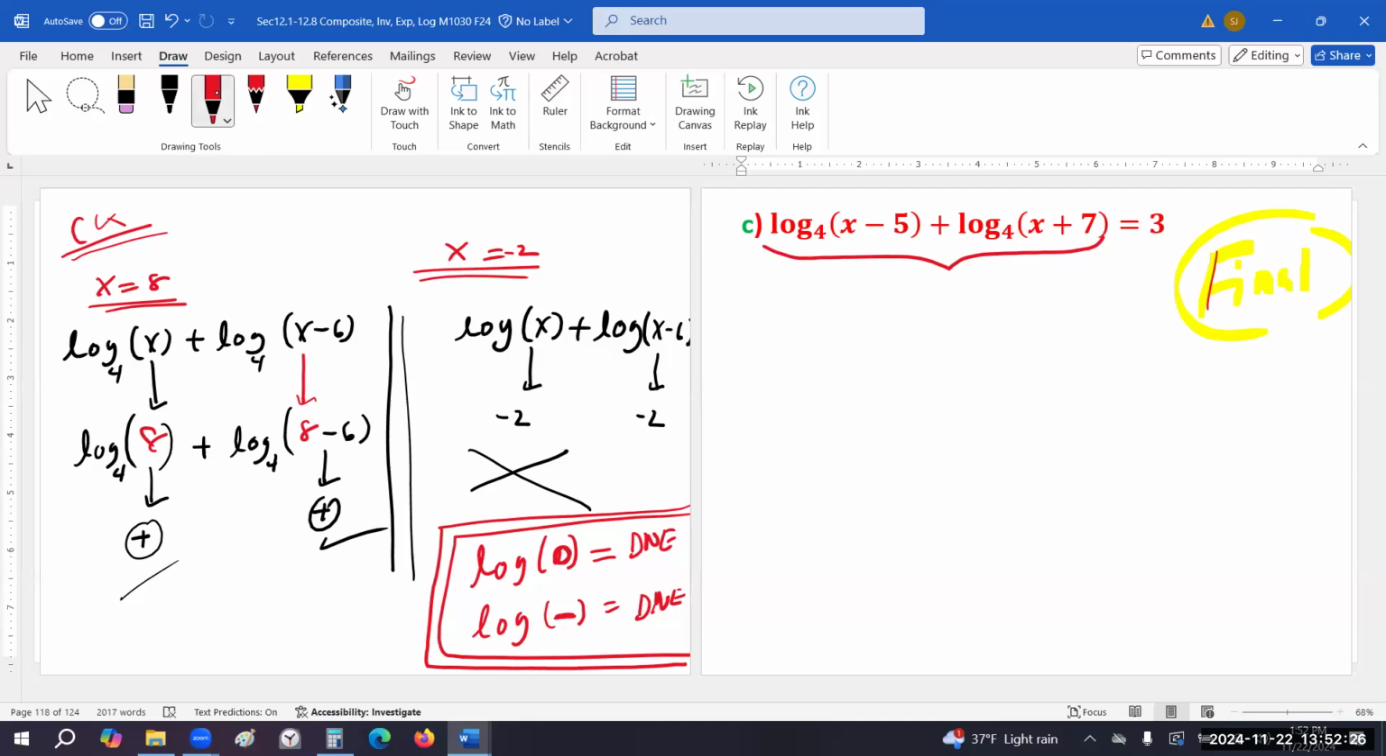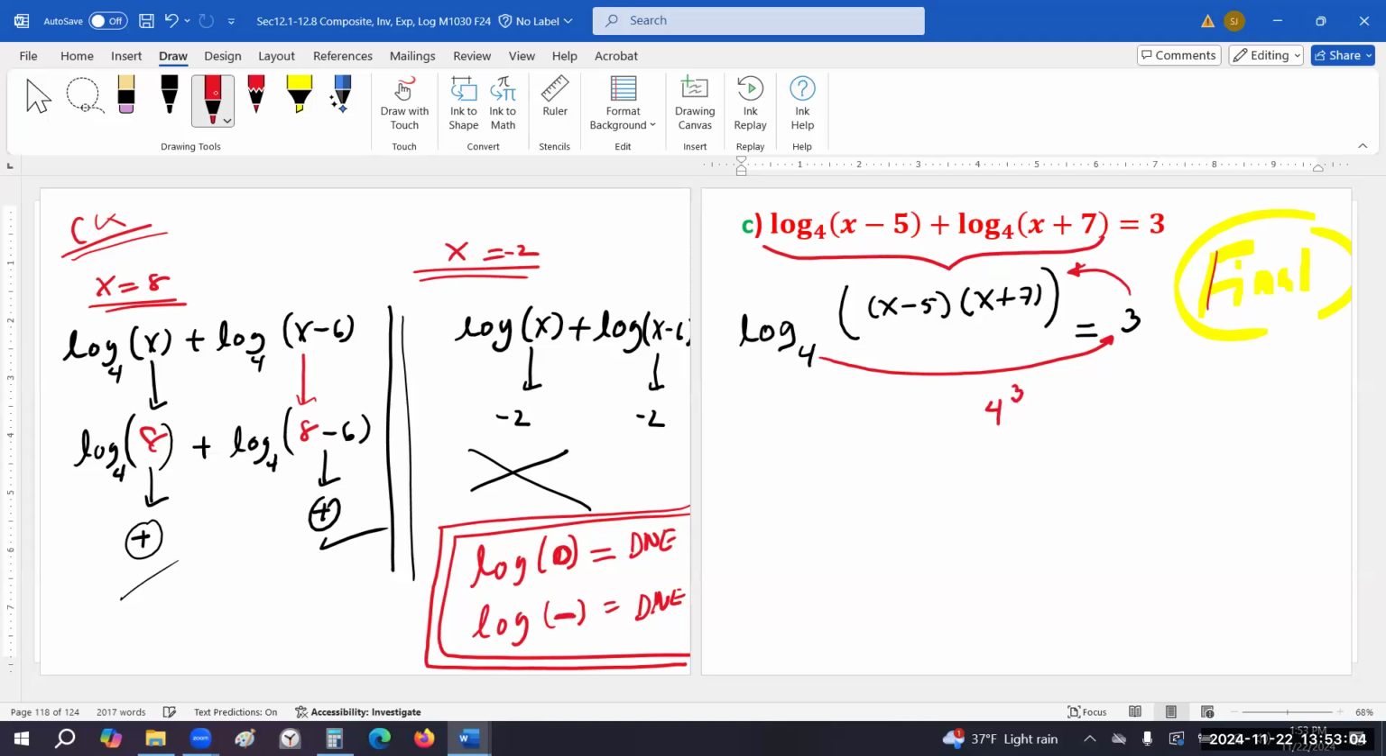Step one, for this type, we don't know how to work with two logs, so we combine them into one log. So we keep our log. And how do you combine the addition? Multiplication. So x minus 5 times x plus 7. We use the single log property, equals 3. Now we get stuck because we don't know what to do with the log. So we go to the exponential format to help ourselves.